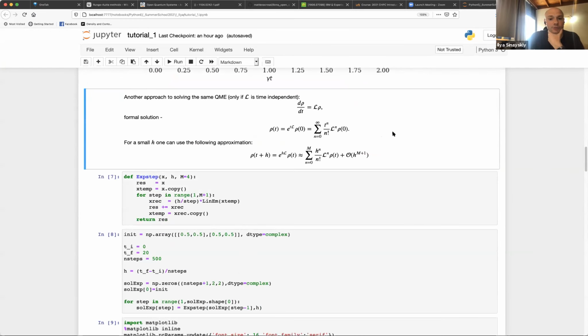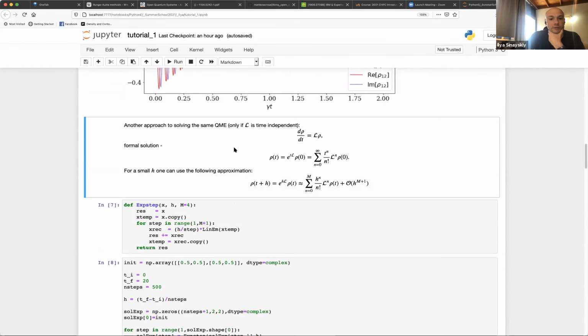So the second approach is looking like this. Our master equation is looking like this, and it has a formal solution. If our superoperator is time independent, and in our case it is, the formal solution is looking like this. We can write that rho of t is the exponential of this, exactly this dynamical map V of t, on rho 0. And what does it mean, exponential of the superoperator? It means we just need to calculate a sum like this. And it's rather difficult to calculate a sum like this.